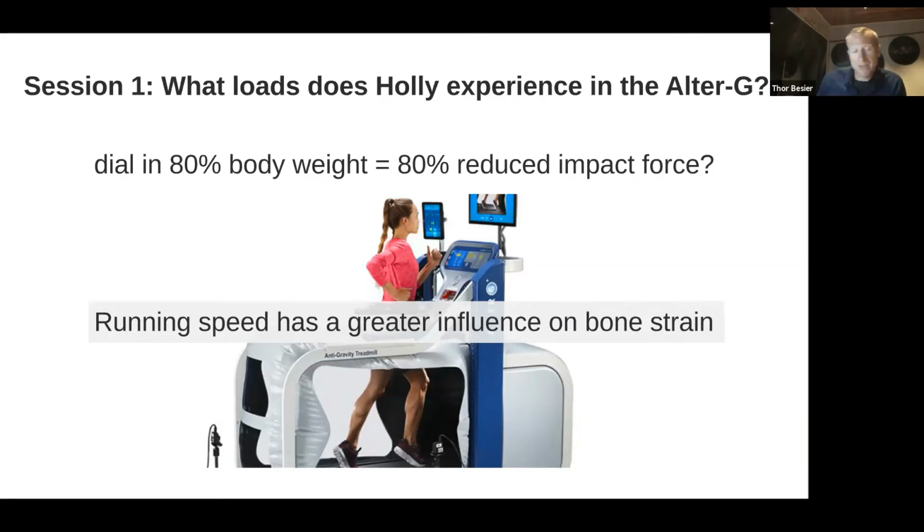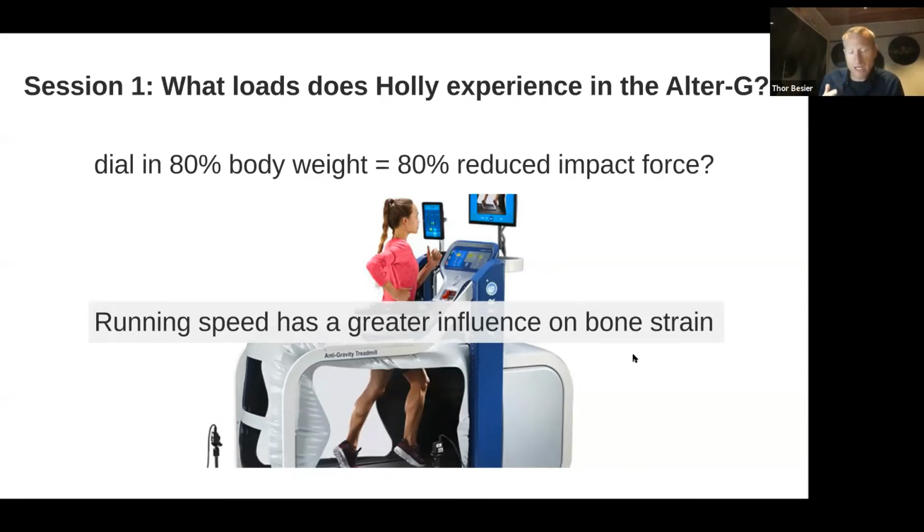And Dean found this out pretty quickly, and he recognized that running speed had a much greater influence on bone strain. And this goes back to what Brent Edwards was also showing, that the running speed is a really important factor here in the probability of failure of the tissue.